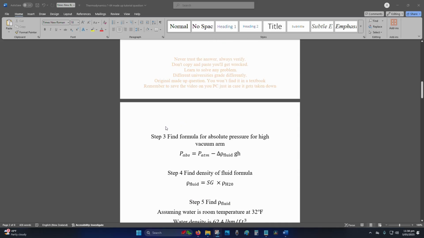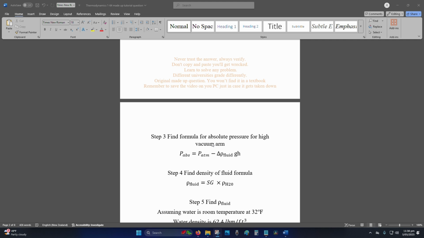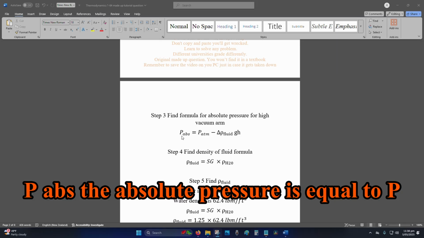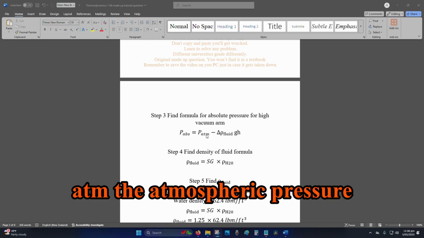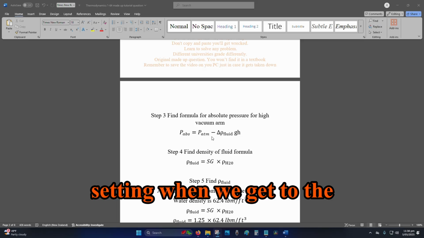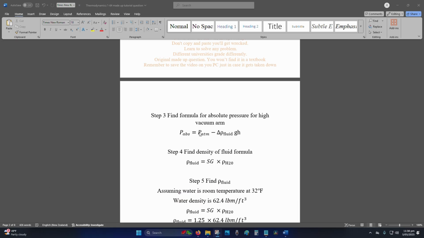Alright, step 3. Find the formula for absolute pressure for the high vacuum arm. In this case, it will be P_abs, the absolute pressure, is equal to P_atm, the atmospheric pressure, minus the change in pressure for the fluid. And I will explain why it's minus for this setting when we get to the numerical values, and the same for the positive pressure when we get to the lower vacuum arm.